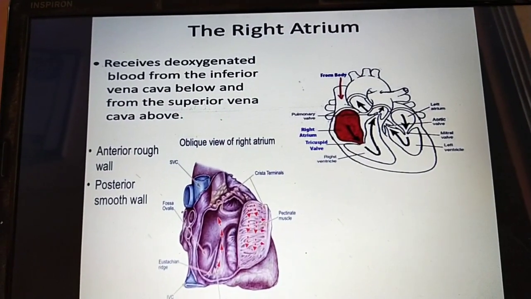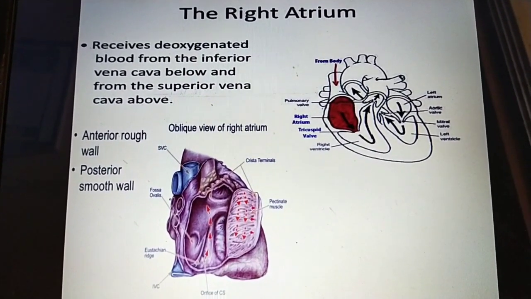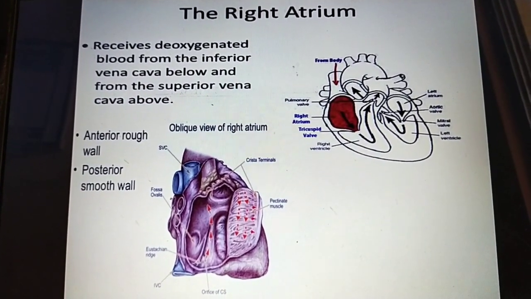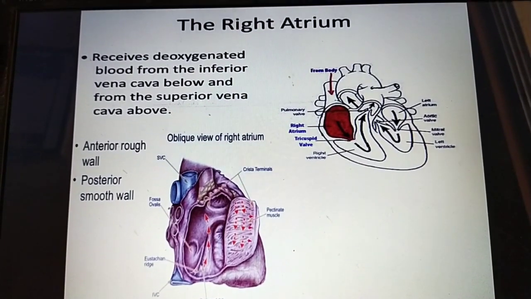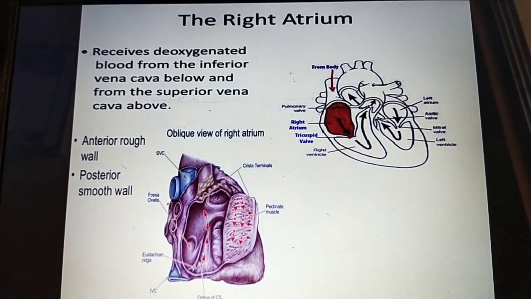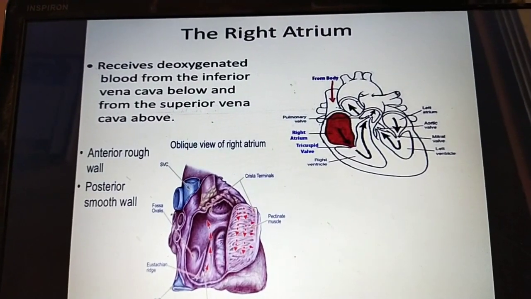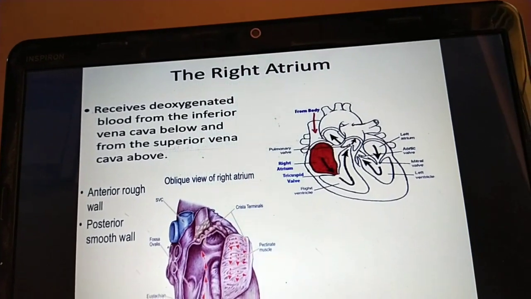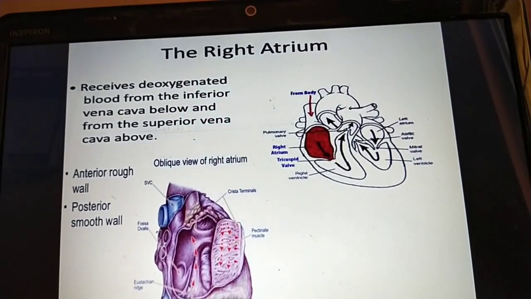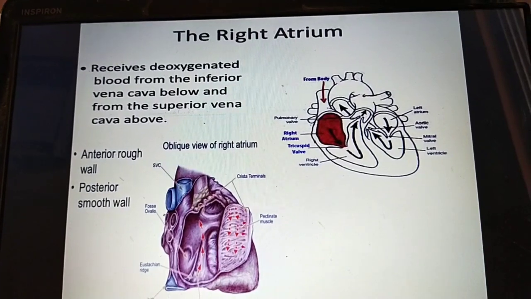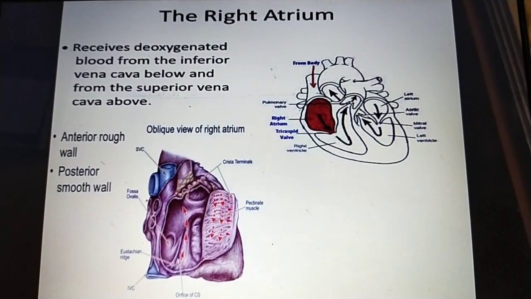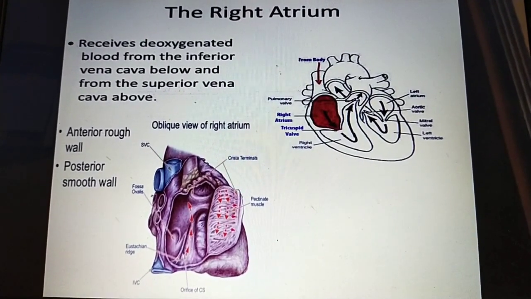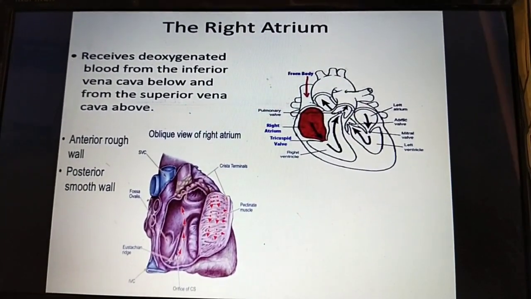Most structures open into the posterior surface: the inferior vena cava, the superior vena cava, the coronary sinus, and also the fossa ovalis. Because of that, the posterior wall of the atrium is very smooth, and the anterior wall of the right atrium is rough because it contains the pectinate muscles of the heart.